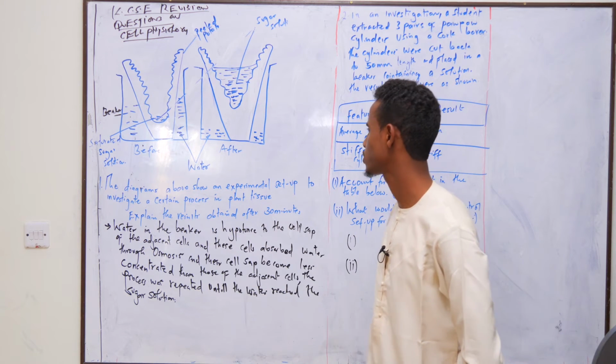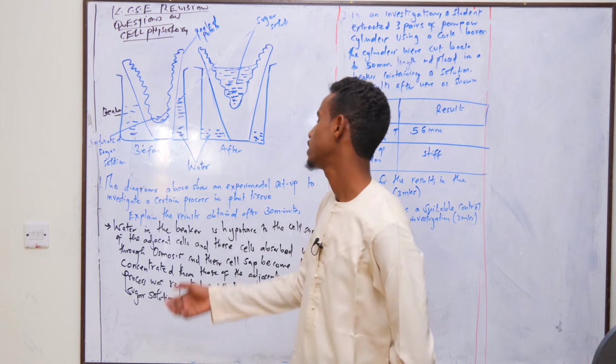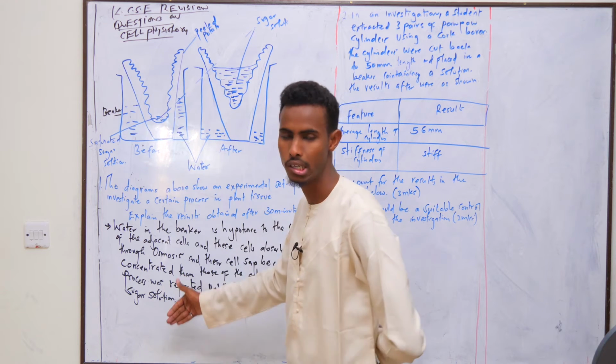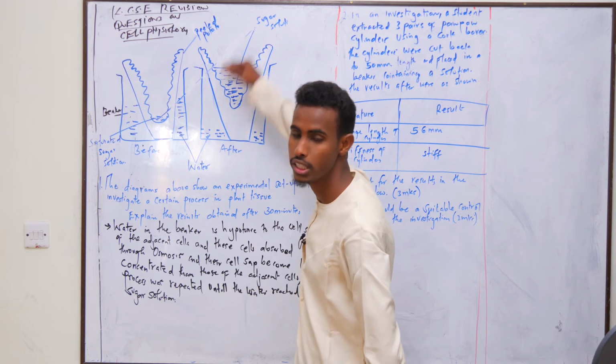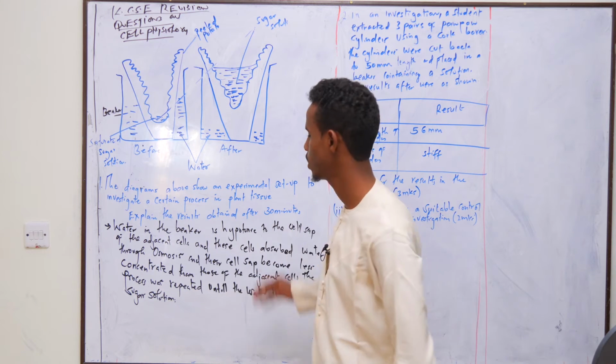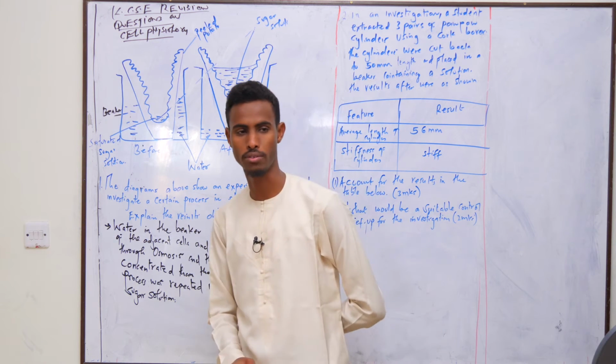And at times you ask for the observation. Observation number 1 is the level of water in the beaker reduces. Very good. Now, the sugar solution in the cavity increases. Those are the two observations and the explanation we have already done.